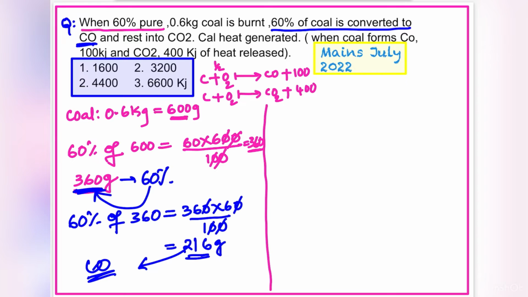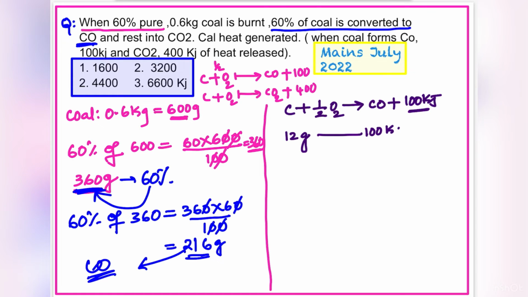So now we'll try to relate it to stoichiometry. First we will look at the reaction. Carbon reacts with half mole of O2 and produces carbon monoxide. In this, 100 kilojoules of energy is released. This is given in the question. From the stoichiometry, it is clear that 12 grams, that is 1 mole of carbon, is giving 100 kilojoules of energy. But here we have 216 grams.